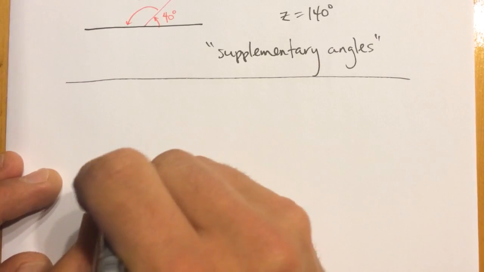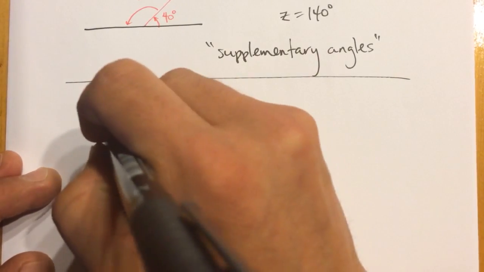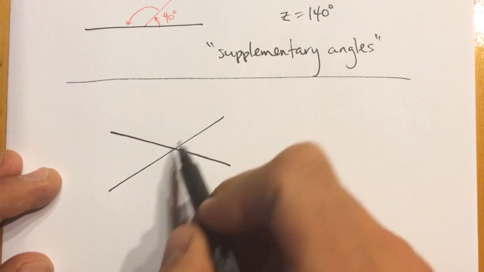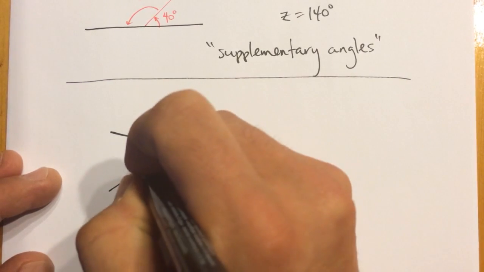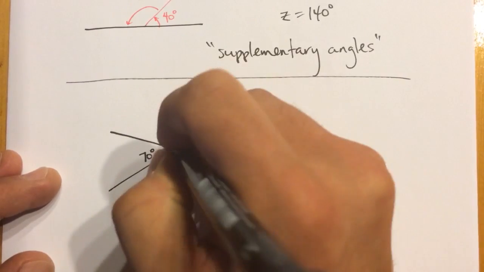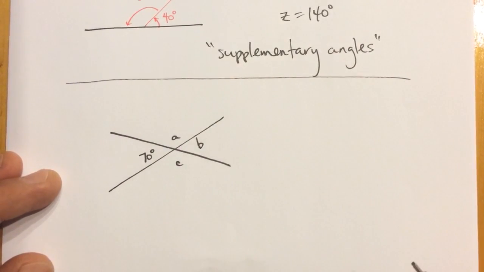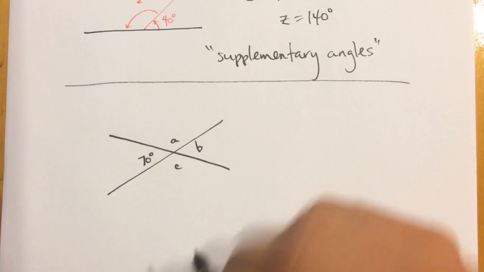Now, let me show you another one. Here's a straight angle, and then there's another one right here. I've got 2 lines that are crossing, 2 straight lines, they cross, and let's say I know one of those angles, 70 degrees, but I don't know any of the others. Turns out we can figure out what each of them is.